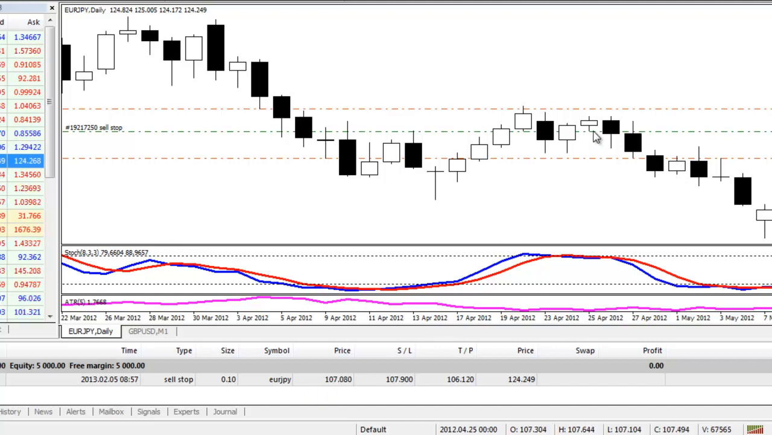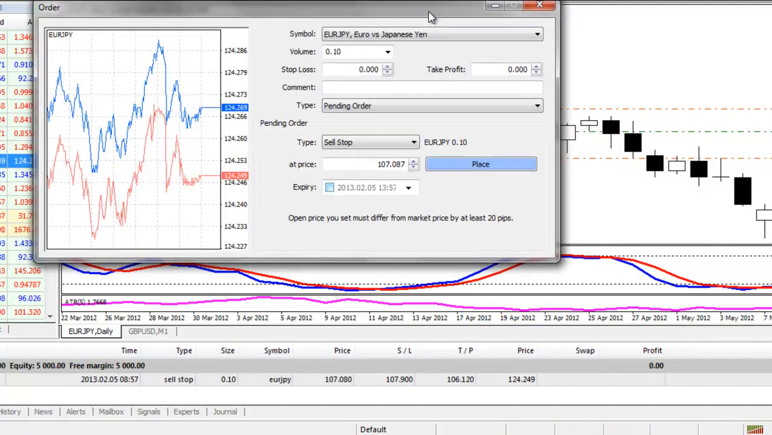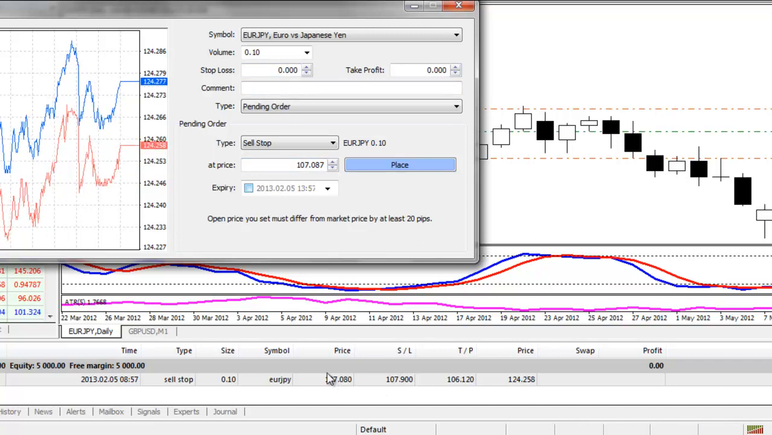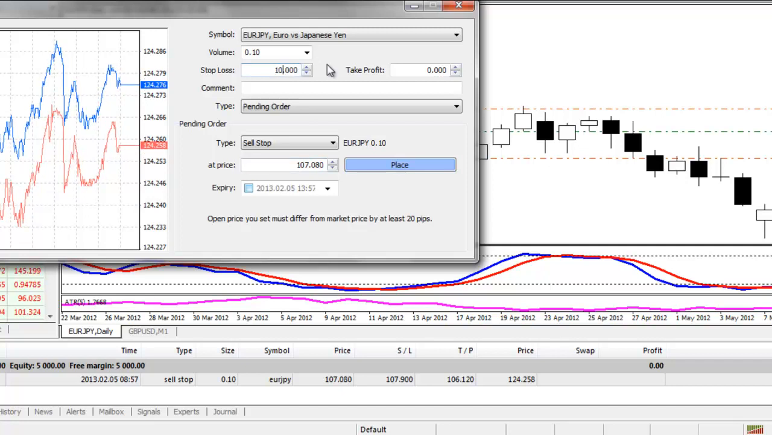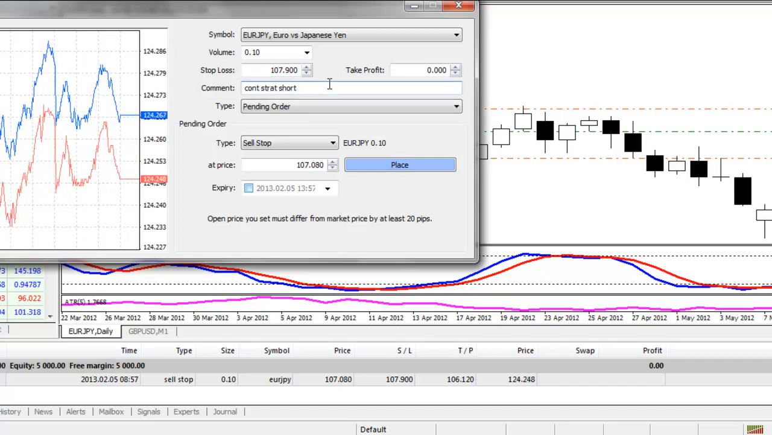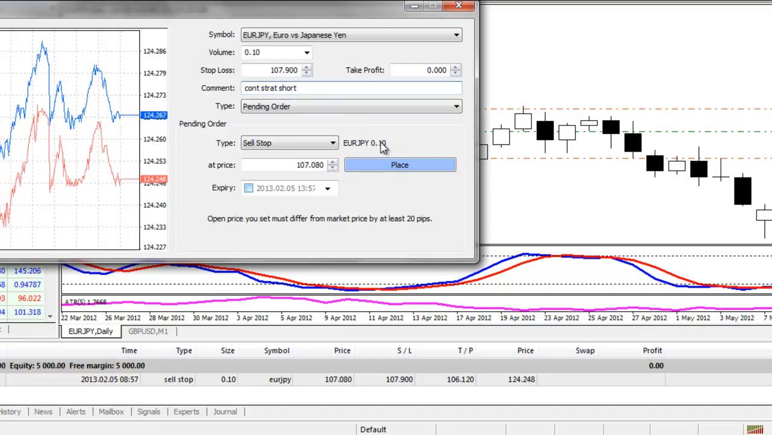We need to go ahead and place the second one now, place another sell, and the way that we do that is to copy the numbers from here. The entry level is the same at 107.08. The stop loss is the same at 107.90. There's no take profit, and the comment stays the same there. Continuation strategy short, continuation short, continuation system short. Just name it something so you understand what's going on there.